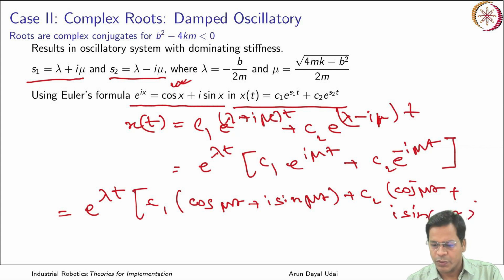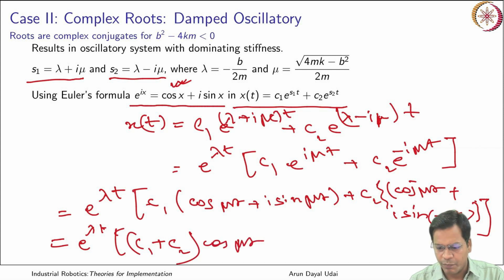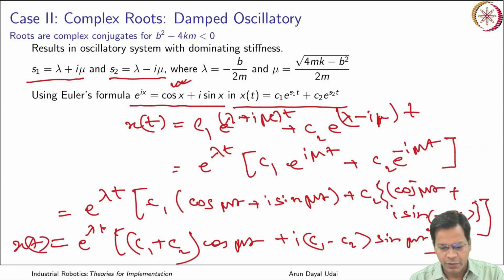So that comes here, minus mu t, and finally the whole of the bracket will come here, and that is it. If you take all of these commons, you can write it as e to the power lambda t, C1 plus C2 cos mu t, and plus i C1 minus C2 sin mu t. Got it? So this is how you can write your system x(t). That goes exactly like this.